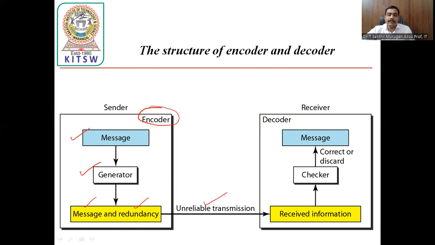Then it will be transmitted over an unreliable transmission. The data is received on the receiver side. Here the generator is adding the extra bits, and the checker is checking whether the data is received with correct bits or not. If it is correct, it will be read as a message; otherwise it will be discarded and it will initiate the retransmission. Okay, so this process is considered the decoding.